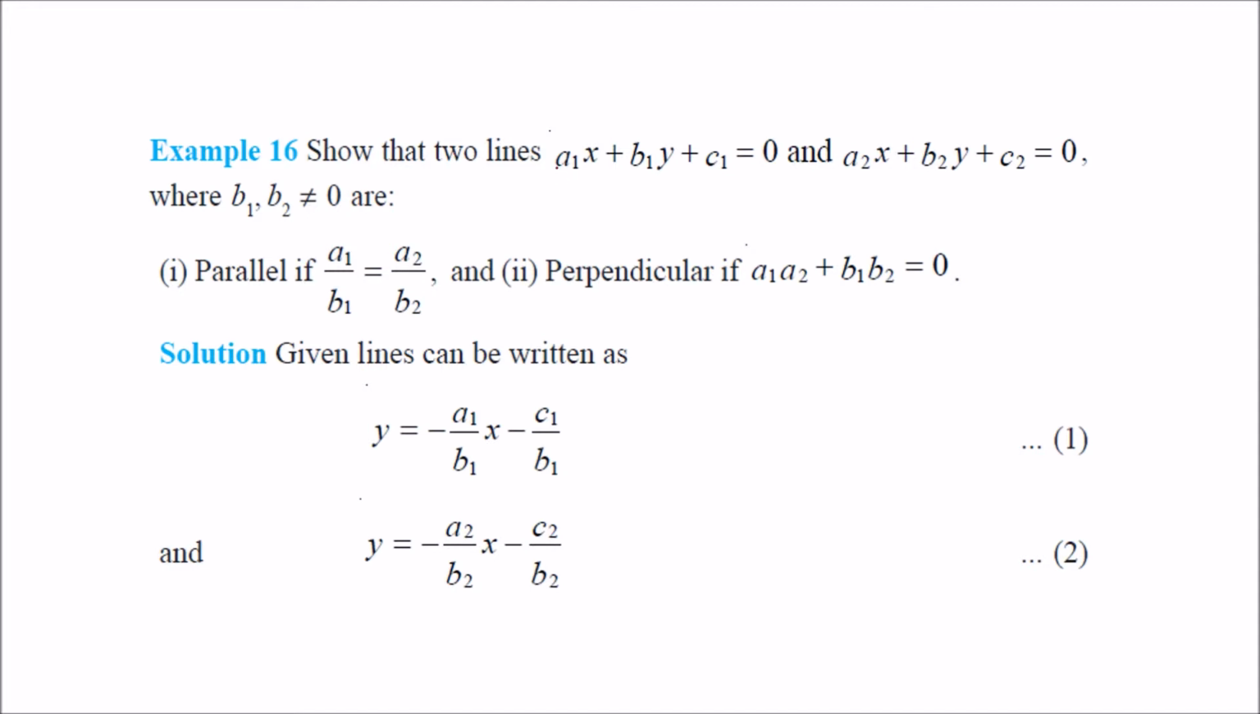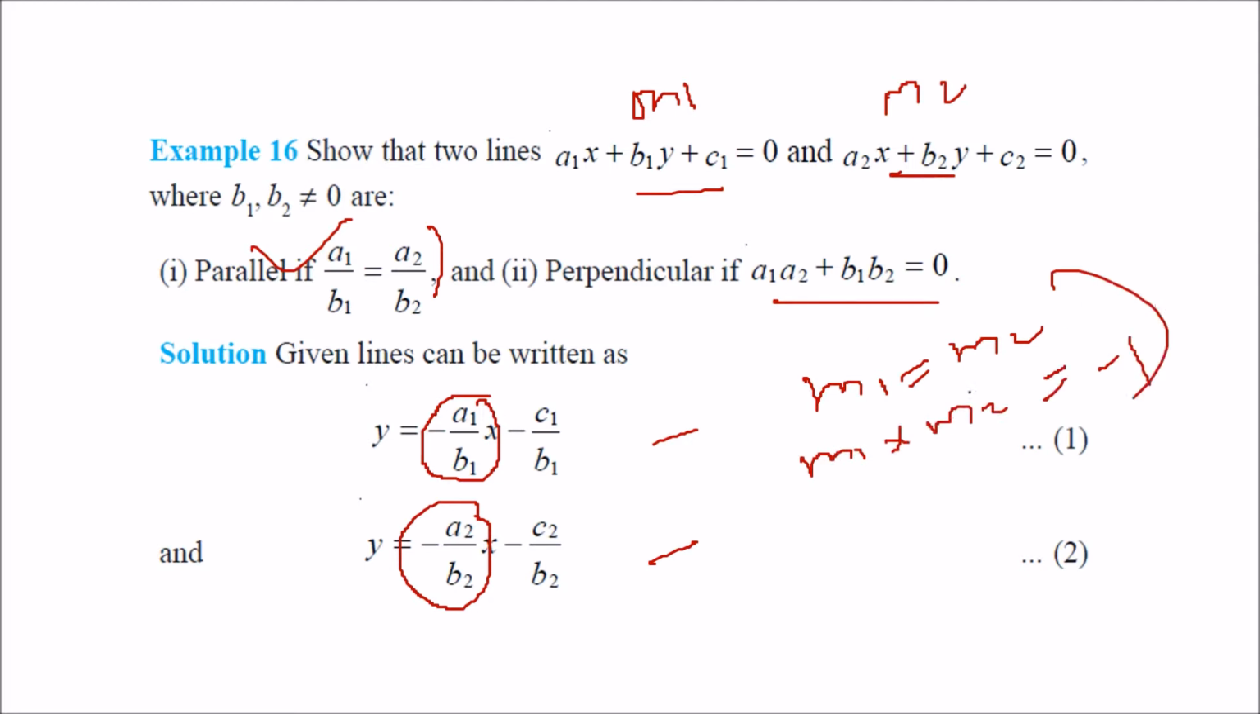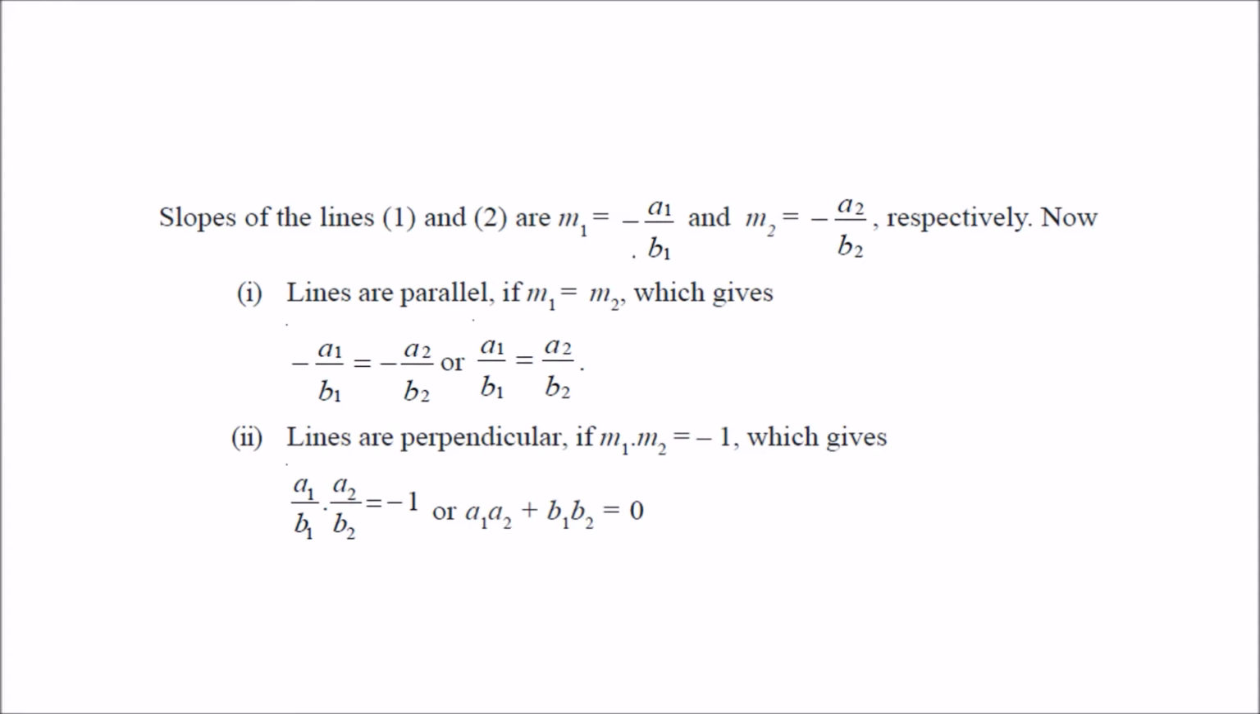This is example 16. Show that these two lines are parallel if this holds, perpendicular if this holds. So the best way is to find the m1 and m2, that is the slope. Just write these in the form y is equal to mx plus c. This is m1, this is m2. If they are parallel, m1 has to be equal to m2, and if they are perpendicular, m1 into m2 is equal to minus 1. We'll use these two conditions. So m1 is this one, m2 is this one. Just equate and rearrange, you will get the first equation. And if they are perpendicular, m1 m2 equal to minus 1, so you get a1 a2 plus b1 b2 equal to 0 on rearranging.